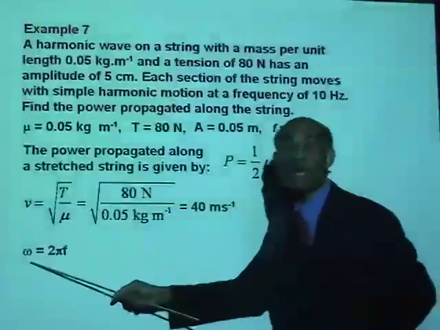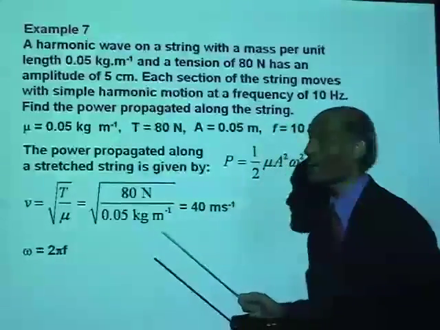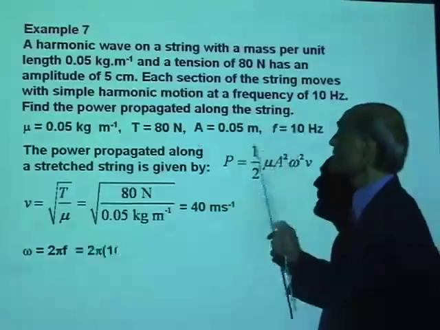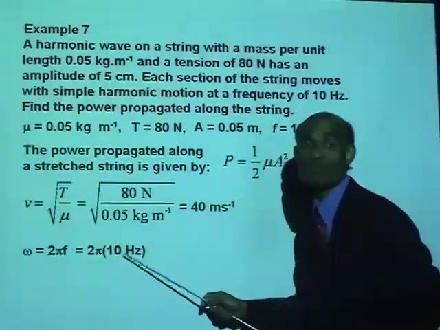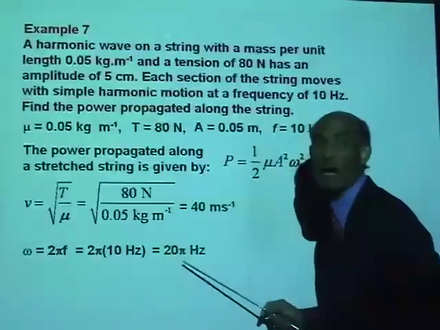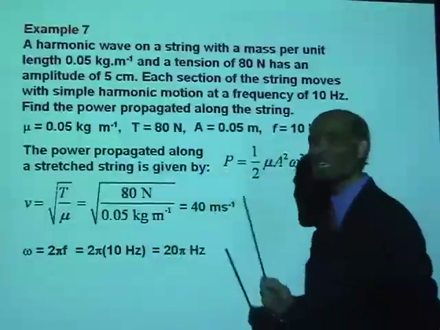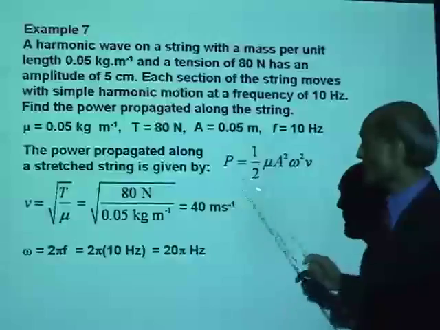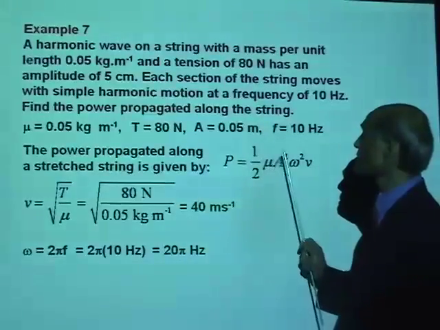Okay, omega equal to 2 pi f, f equal to 10 hertz, that would be 2 pi multiplied by 10 hertz, that is 20 pi hertz. You can leave it in terms of pi. Alright, now let's bring all these quantities together.